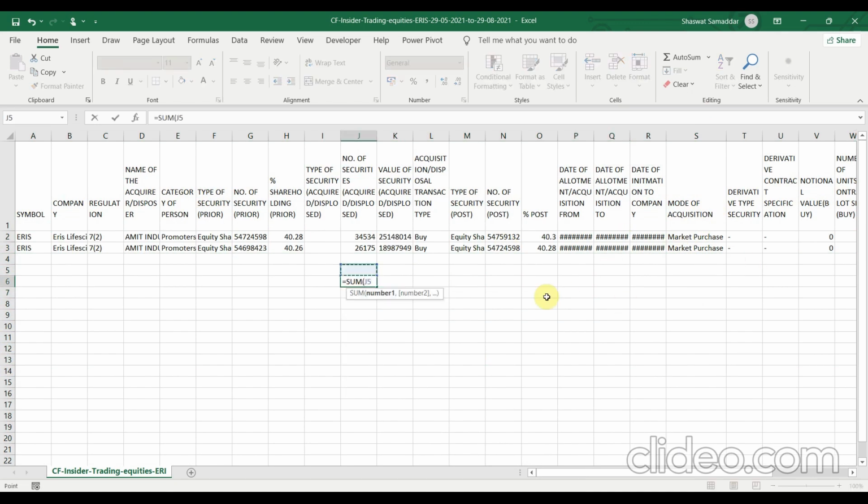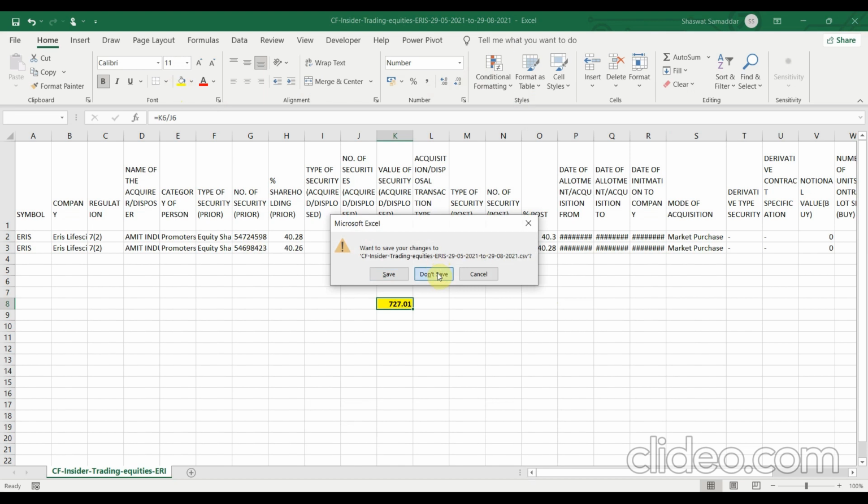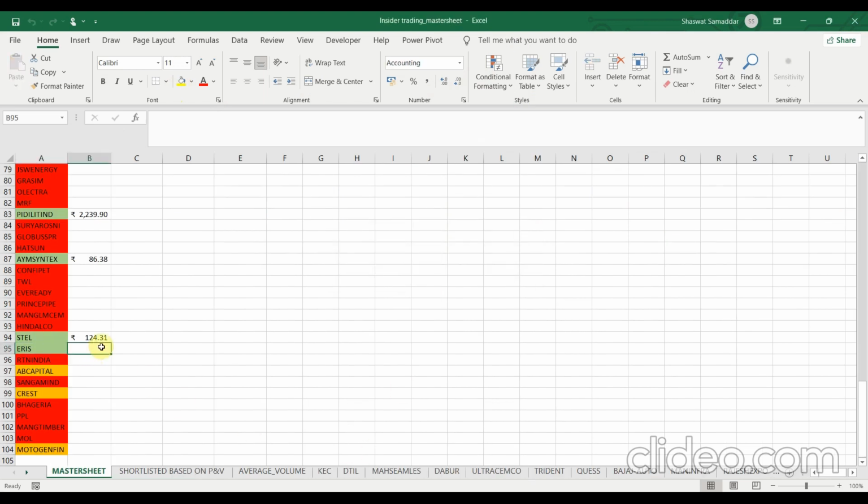Let's just quickly sum up the total number of security and divide the total value of security by total number of security. There is your number, and let me just highlight it, 727.01. So this is the average price, 727.01. This is the average price at which the promoters entered.